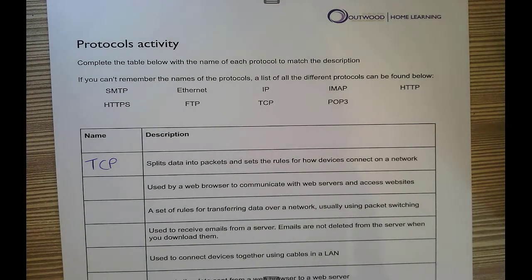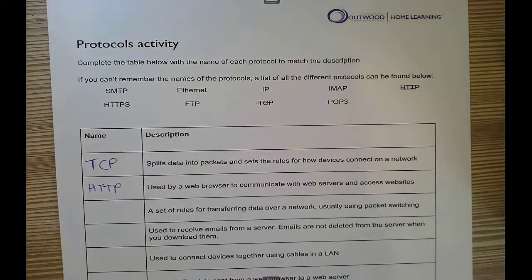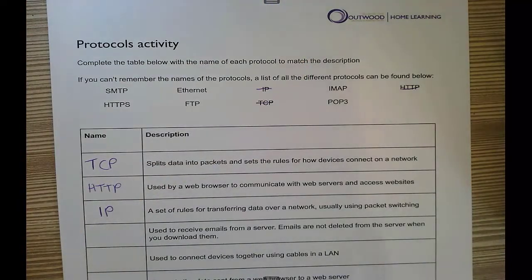Next then we've got: used by a web browser to communicate with web servers and access websites. We've got 2 options here straight away. When you go on a web page, you'll see at the top it's got HTTP, but we've got 2 types, HTTP and HTTPS. Well, the S is the secure one that uses encryption, so there's no mention of encryption here, so I'm going to go with HTTP. Next one then: a set of rules for transferring data over a network, usually using packet switching. Well, that's the second part of the TCP/IP protocol, so that is IP, the Internet Protocol. It's the rules for transmitting data over a network.